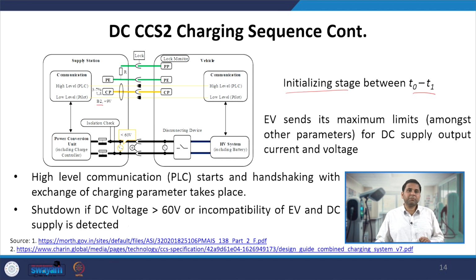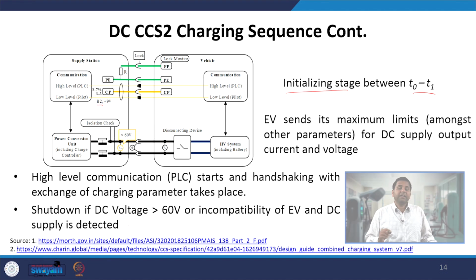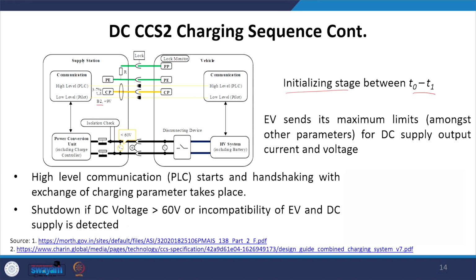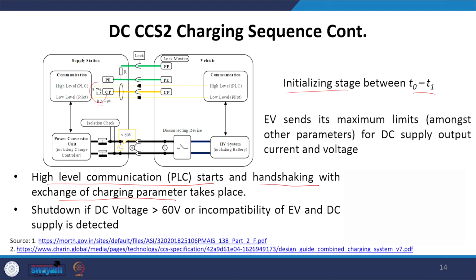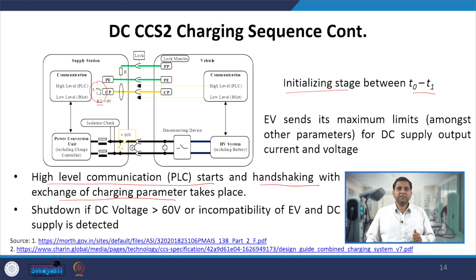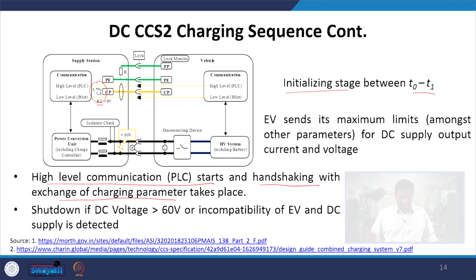Since it is between 3 to 7% duty ratio, the vehicle identifies that it is DC charging, and that is when it starts setting up the high level communication using the PLC, with handshaking and exchange of charging parameters. The moment the PWM of 3 to 7% duty ratio is imposed by the EVSE, the vehicle identifies it is a DC charging system and has to stabilize the high level communication, with a lot of handshaking, and the PLC modems have to be activated between the vehicle and the EVSE.